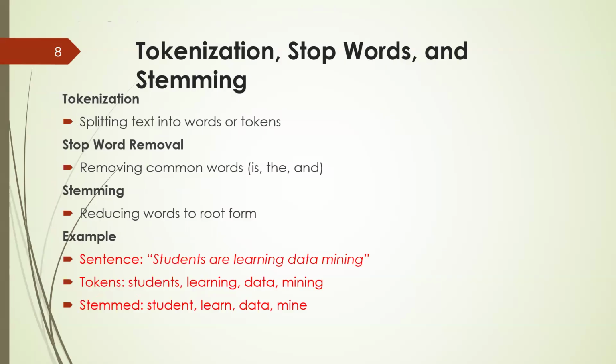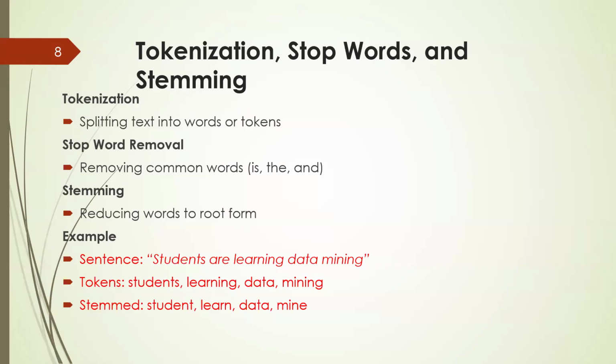Tokenization, stop words, and stemming. Tokenization means splitting the text into words or tokens. So we can split each and every word as one token. Then we can see the example. Stop word removal: removing common words like is, the, and, was, that, which are common words that don't have a direct meaning. All of those we can remove.